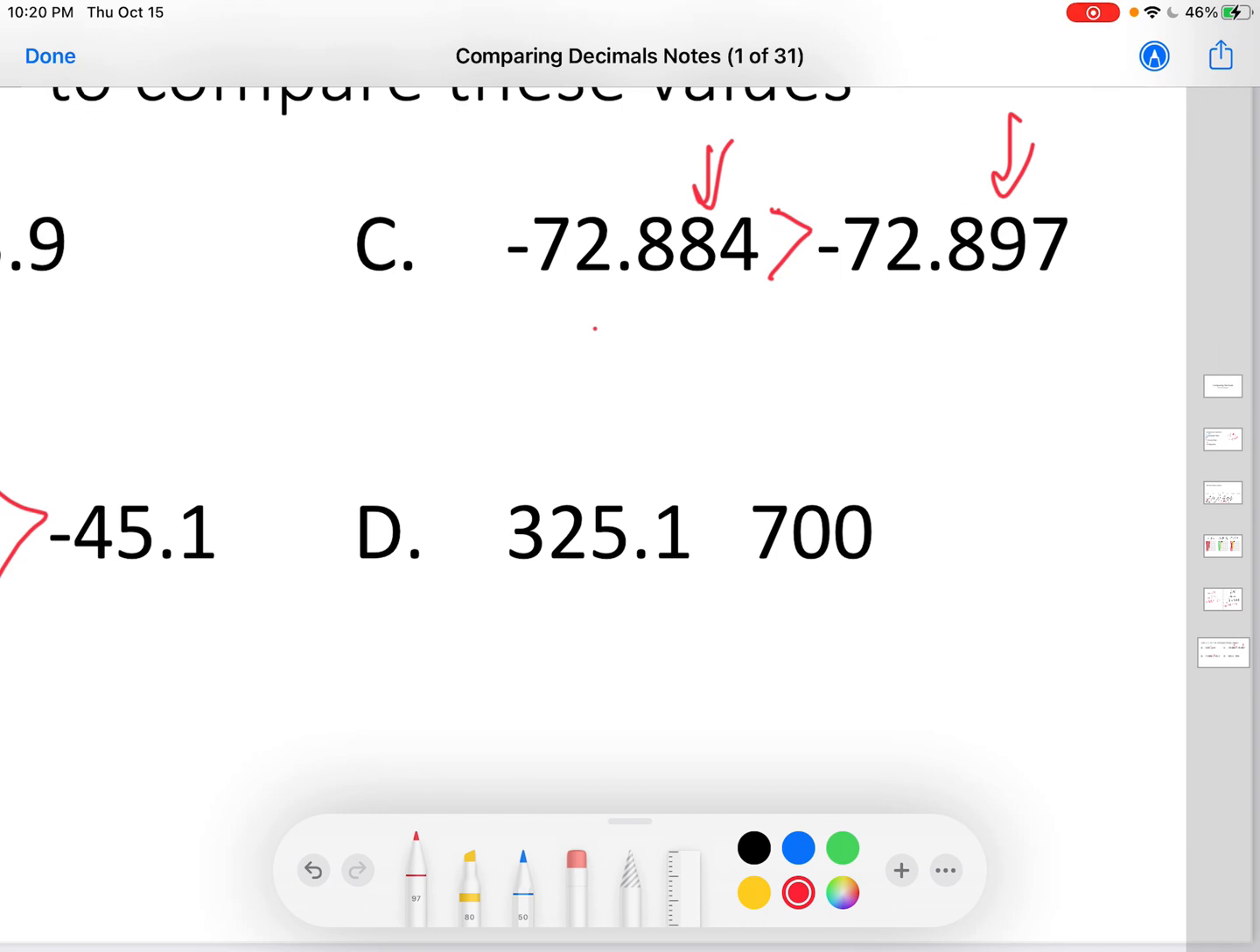All right, D. These are both positive. This is 325 and 1/10. This is 700. Isn't 700 more than 300? I mean, the next number up would be 400, and 400 is certainly less than 700, so this is less than. All right, that's how you compare these numbers. Do your best. Bye.